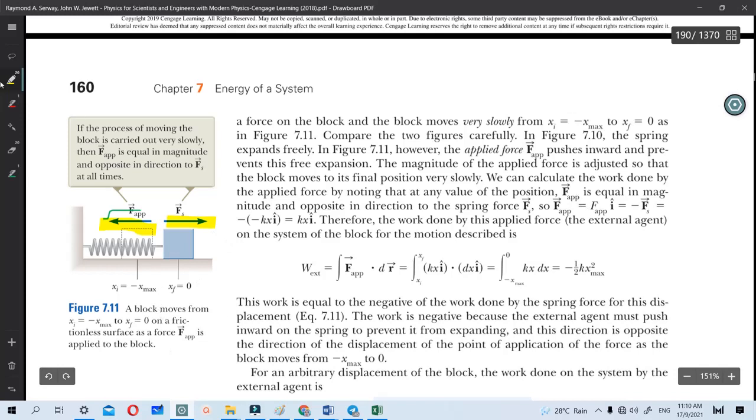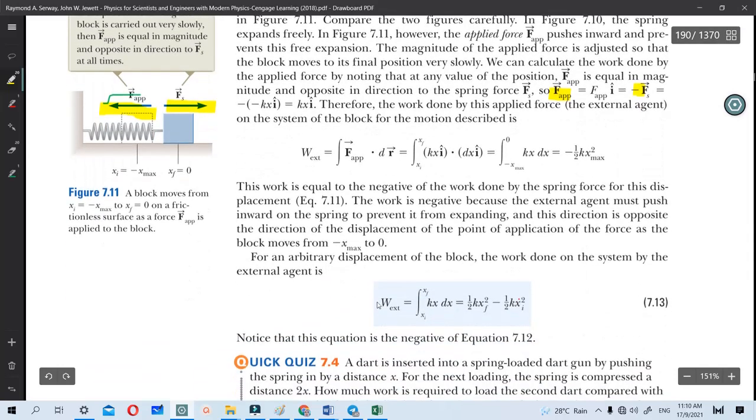So, what is important for you to note in the concept of Newton's law is that the applied force and the spring force are equal in value, except that they are in the opposite direction. And because of that, if you are asked to find the external work by the applied force, okay, due to the applied force, we say applied force.